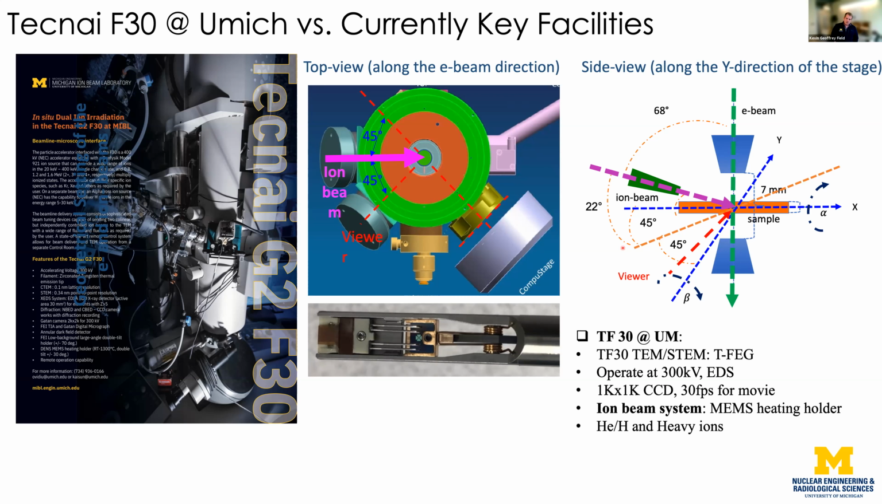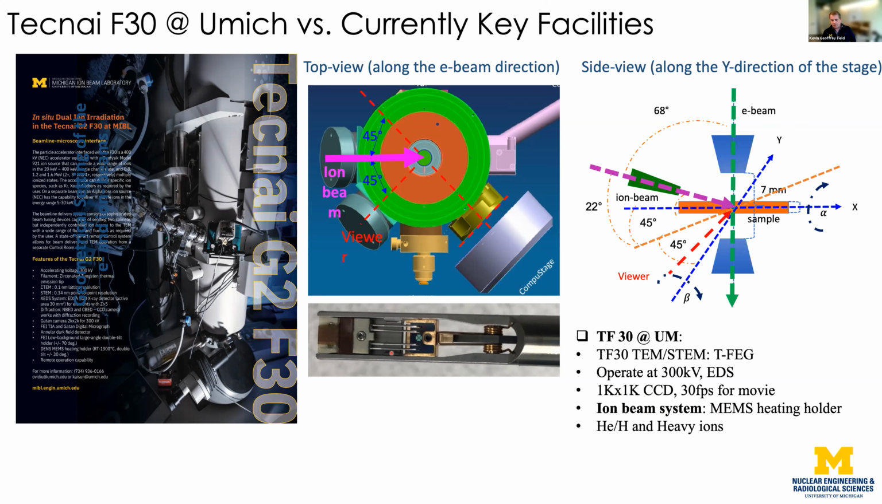The one thing that's particularly unique or nice, I think, about our system is that it's a little bit more modern. And so we have a 1K by 1K CCD detector running at 30 frames per second. San Diego National Laboratories is probably the only one that outpaces us in the US for capture rate. And we have a MEMS heating holder.